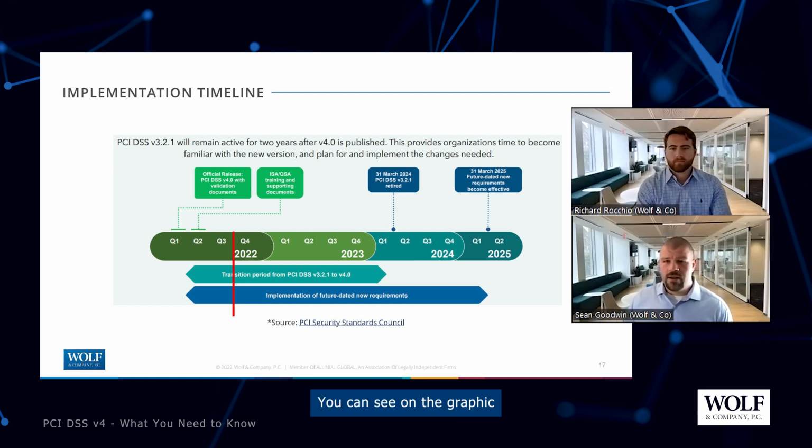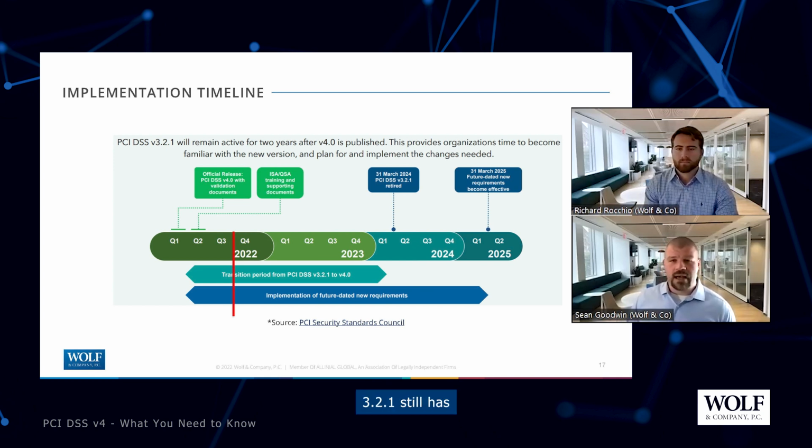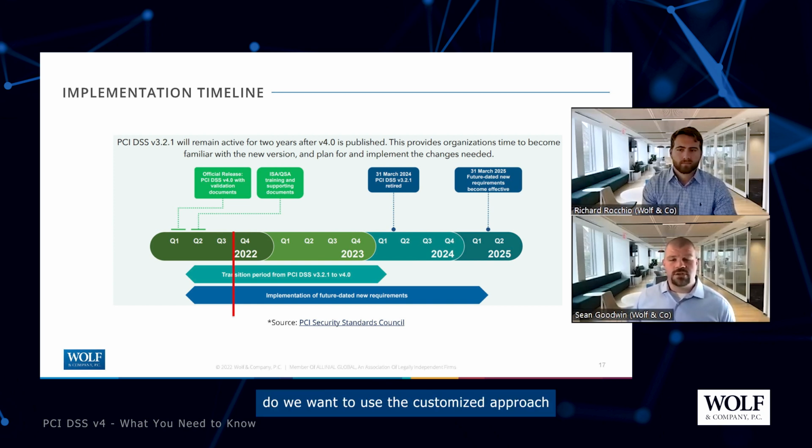You can see on the graphic that red vertical line highlights where we are right now. Version 3.2.1 still has a good amount of life left in it. You don't have to use version 4 until 2024. So that does give you some time in parallel to start evaluating some of the new changes in version 4 while you maintain your version 3.2.1 compliance program. This gives you really the flexibility to start looking at not only getting those targeted risk analysis worksheets completed, but starting to evaluate, do we want to use the customized approach for any controls?